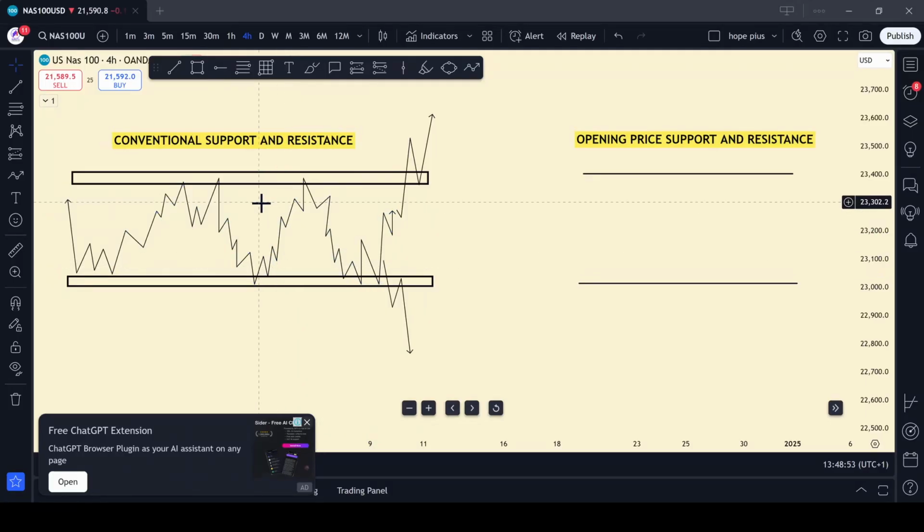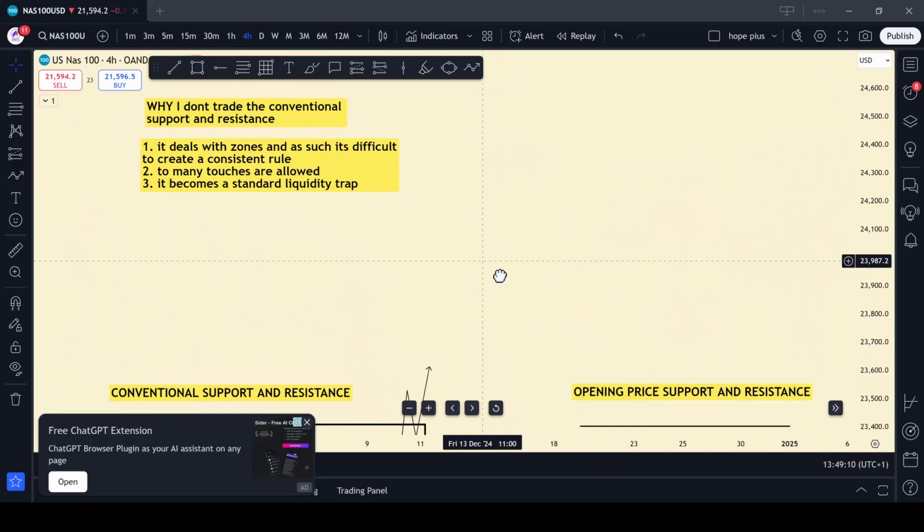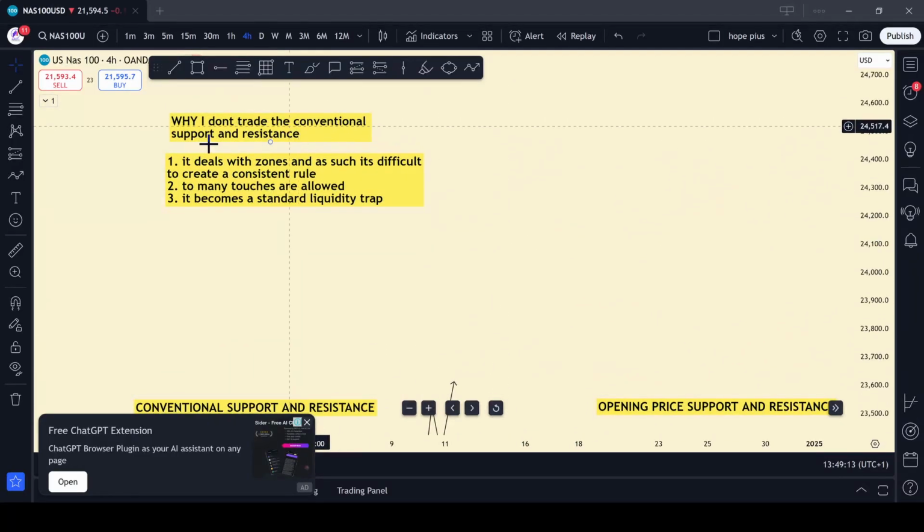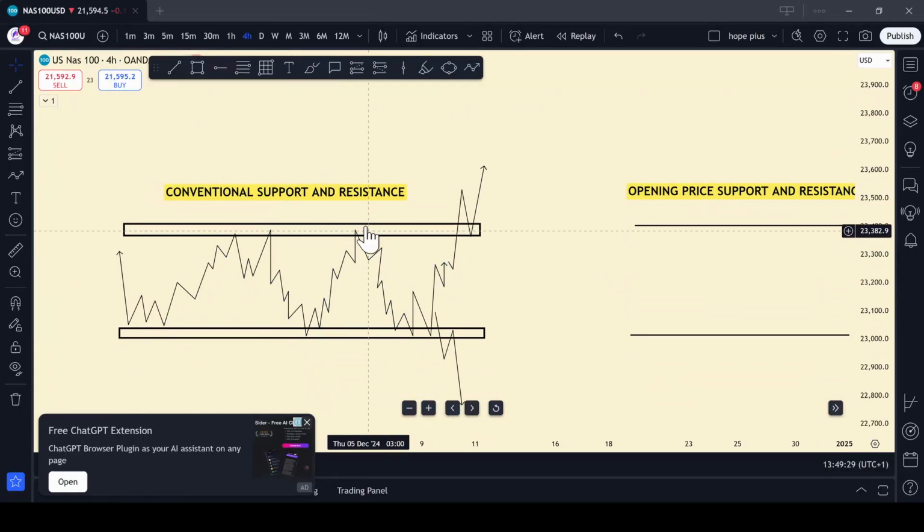Now, a lot of people trade this, but for me, I've devised a way to make this kind of concept, support and resistance, profitable. Now, there are issues I have with this conventional support and resistance. The first one, why I don't trade the conventional support and resistance: number one, it deals with a zone. And as such, it is difficult to create a consistent rule. One of the rules that I like making is: how do you know that the zone is broken?